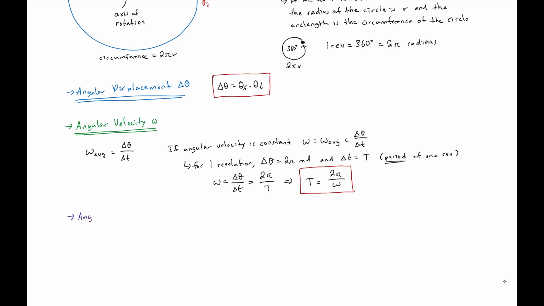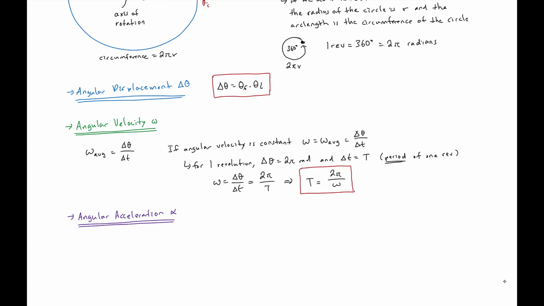Last, we have angular acceleration, alpha. So the angular acceleration is defined as the change in angular velocity over time, pretty much like its linear counterpart. We can then create an expression for the average angular acceleration in units of radians per second squared, or seconds to the power of -2.